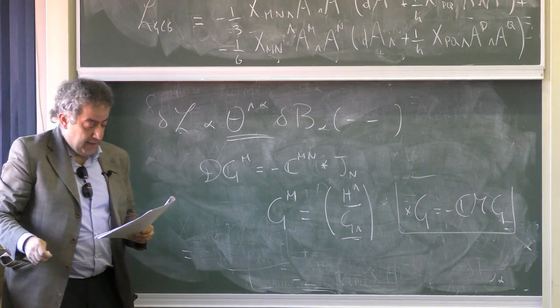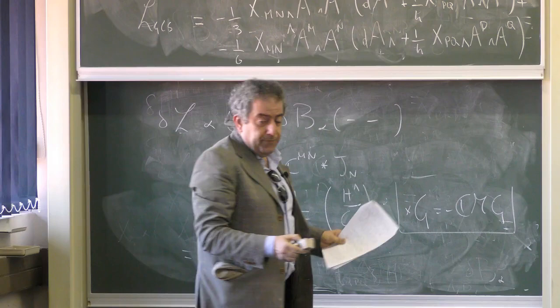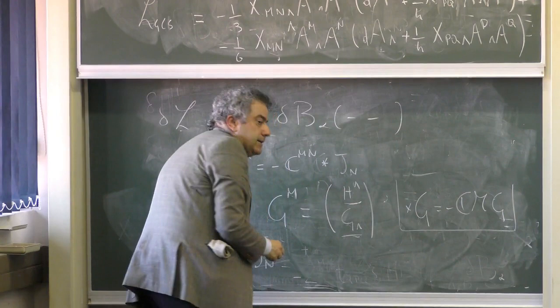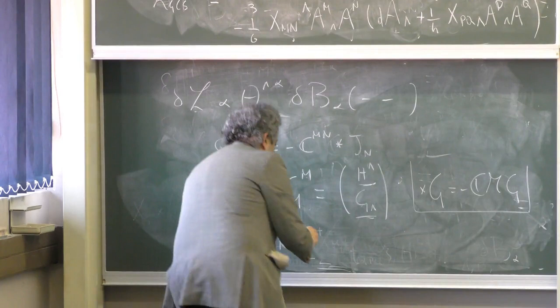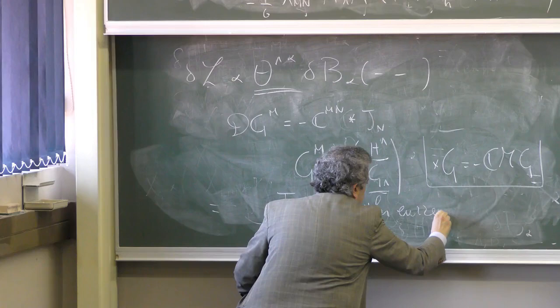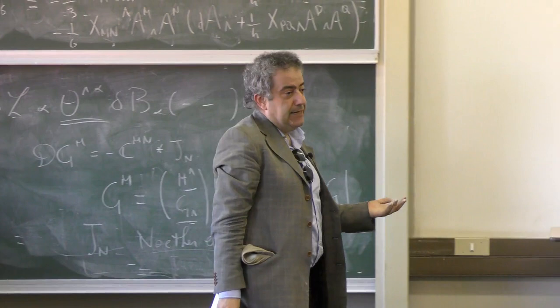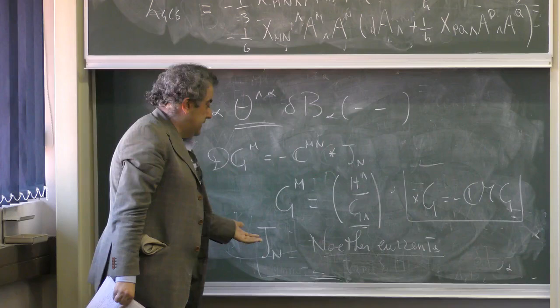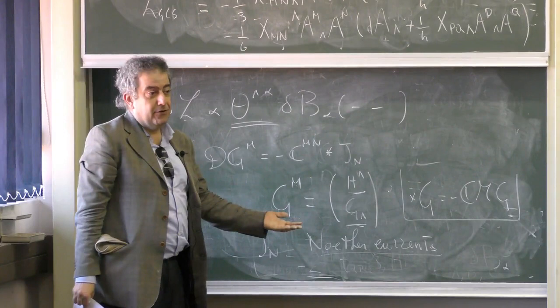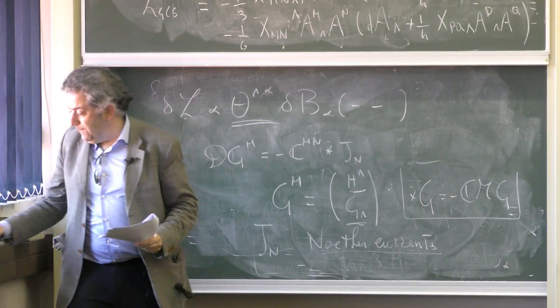Okay? What is this J^m? J^m are the neutral currents of the scalar fields. The neutral currents associated with the gauge generators as global symmetry generators. You know that to any global symmetry generator in a Lagrangian we can associate a neutral current. Now, gauge generators are in particular global symmetry generators. Local symmetries are in particular global symmetries, and I can associate with them neutral currents.